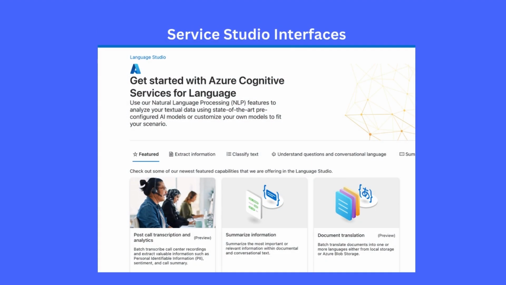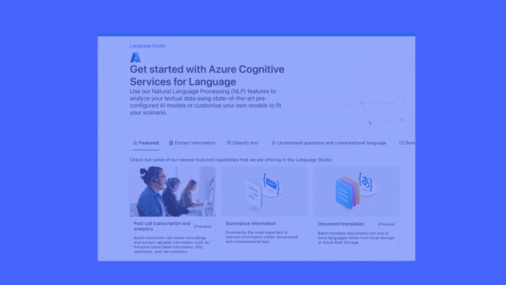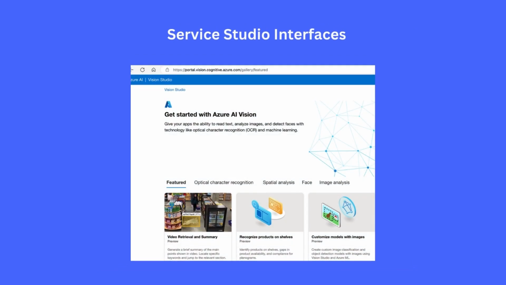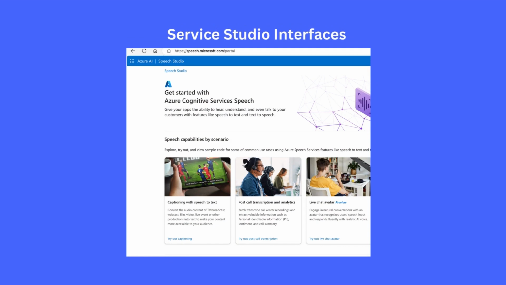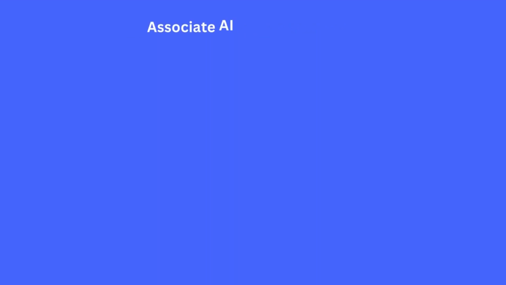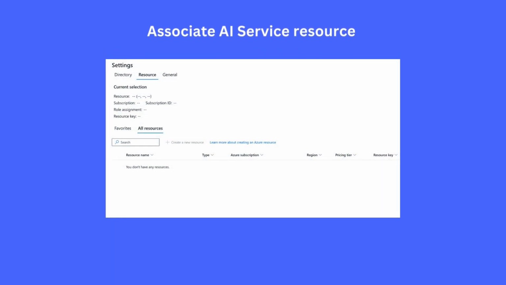Various studio interfaces are available for different Azure AI services, such as Vision Studio, Language Studio, and Speech Studio. The studio-based approach is mainly used to explore, demo, and evaluate various Azure AI services. Once we have created the resource, it must be associated with the studio. To do that, we have to go to the settings page of the respective studio, click the resource, and then click use resource. Now it is associated with its respective studio.